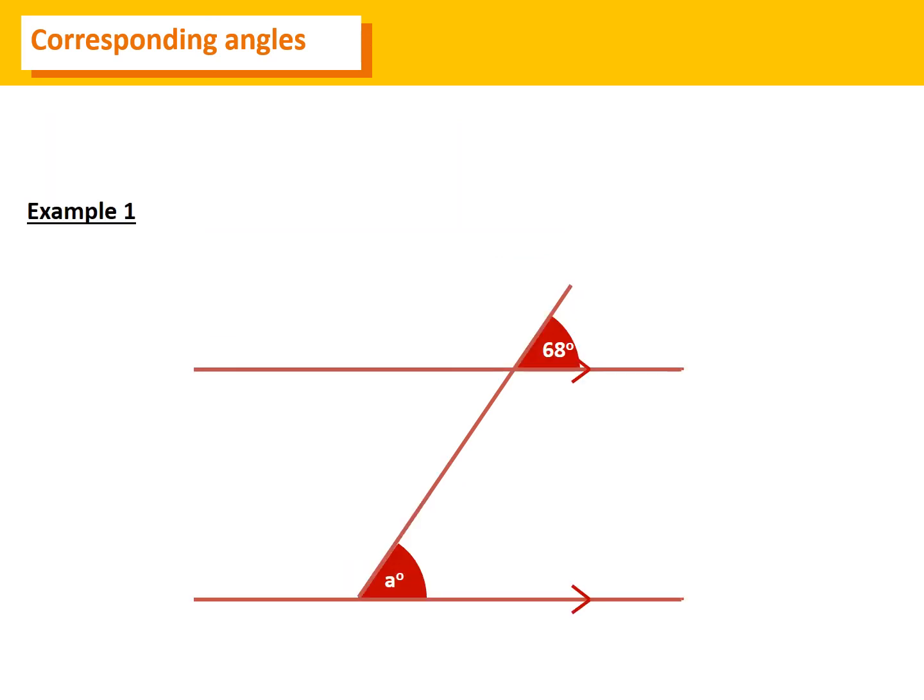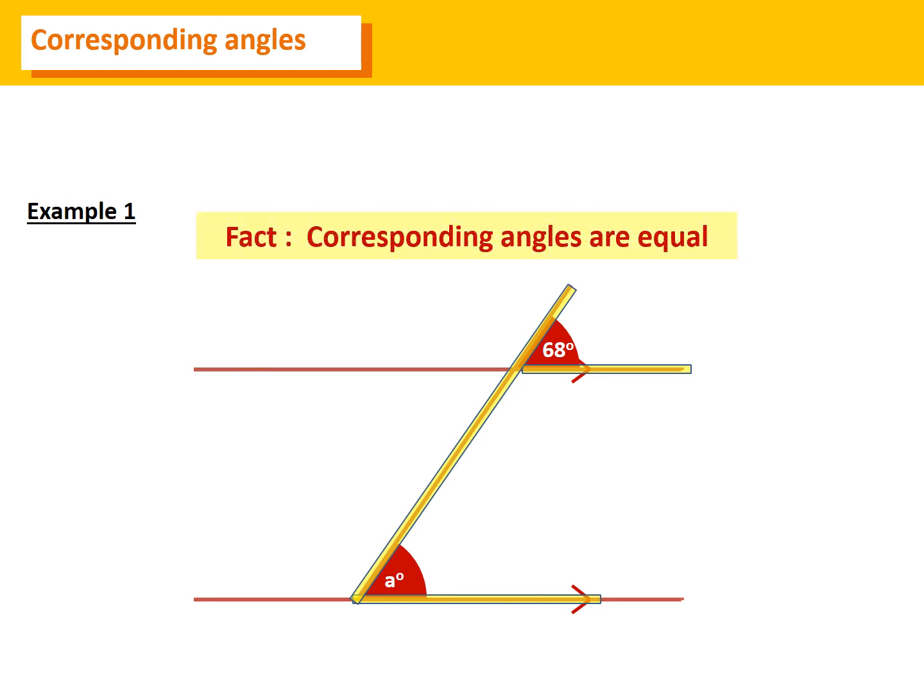So here is our first example. Can we find an F shape which contains these two angles? Yes, we can. It's an upside down F shape, but there it is. Therefore, they are corresponding angles. Corresponding angles are equal. So A must equal 68.